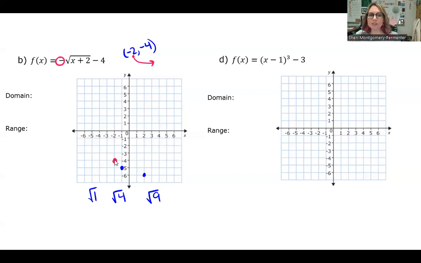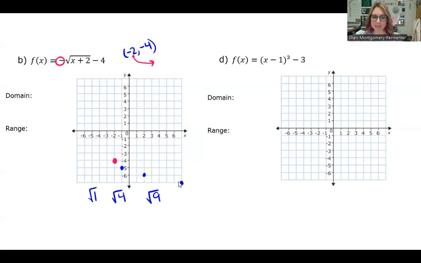And then my next perfect square would be a 9. So I'd have to go over 9. Well, that's 2 and then 7: 7, 8, 9. So that's exactly 9. Square root of 9 is 3. So I would go down 3. If it was a positive graph, you make the same movements, you just go up.